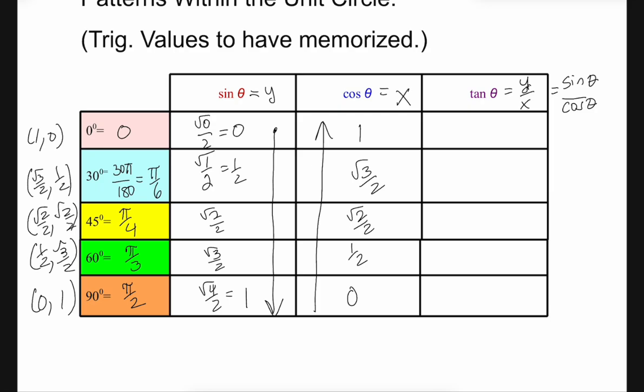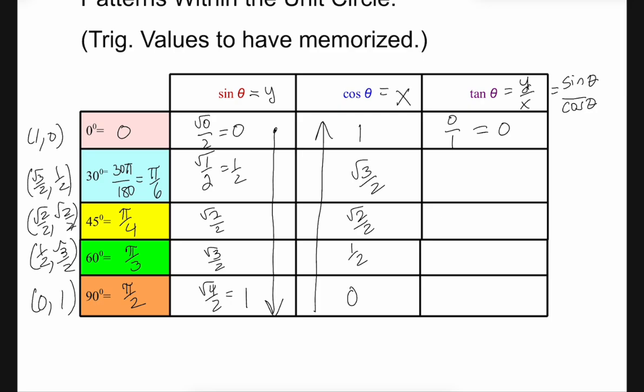Since our y value on a unit circle is always the sine, and the x value is always our cosine, the tangent is y over x, or sine over cosine. Okay, so if we do it in this order, and that's why I put it in this order, we could do the y value over the x value. So this would be 0 over 1, which is 0.